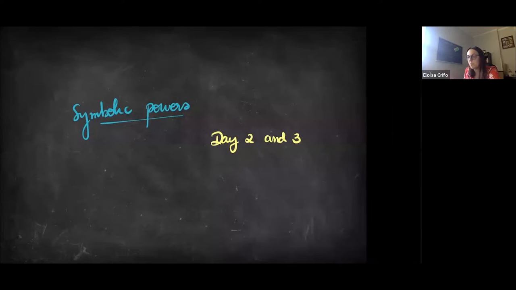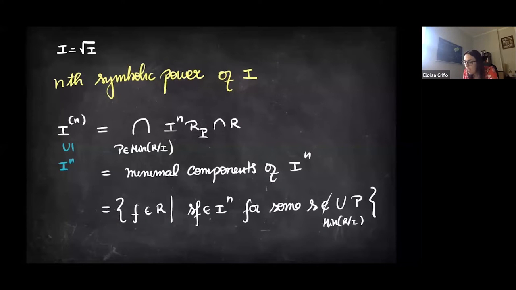So we started talking about symbolic powers on Monday, and we're really focusing on the case of radical ideals. So the symbolic power of an ideal is what I obtain when I take the ordinary power and I compute a primary decomposition for it, and I collect all the minimal components. So if you like, you're going to take your power, you localize at all the minimal primes of I, which in this case are also the associated primes of I, and contract back to R. So these are really the elements that live in your power, up to maybe multiplying by something that's not in any of those minimal primes.